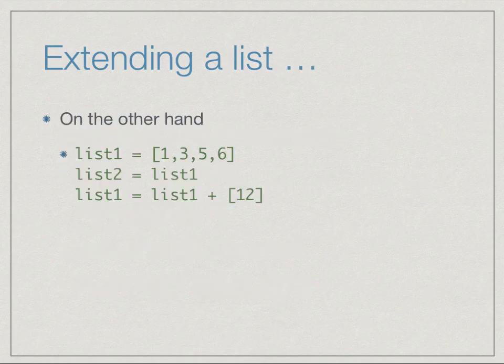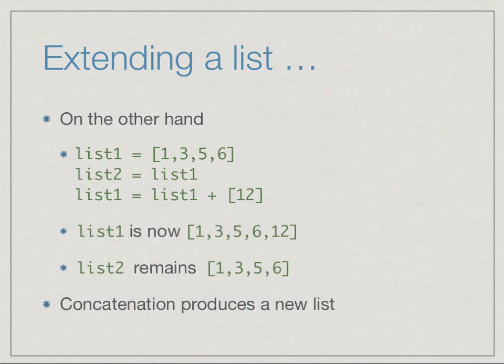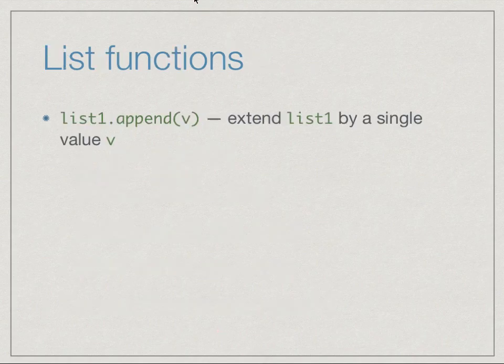On the other hand, if we had done it, like I mentioned, using the plus operator, then we would find that list 1 changes, but list 2 does not, because as we saw before, concatenation produces a new list. So append is a function which extends a list with a new value without creating a new list. So append takes a single value.